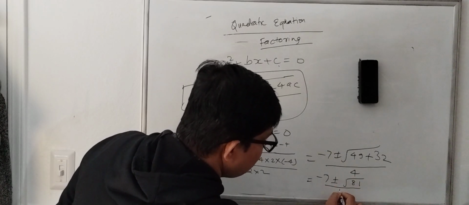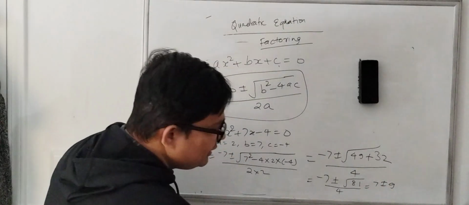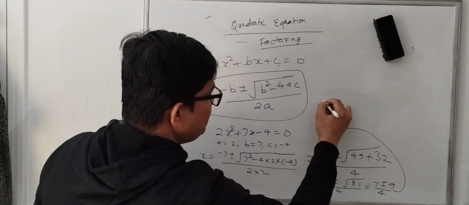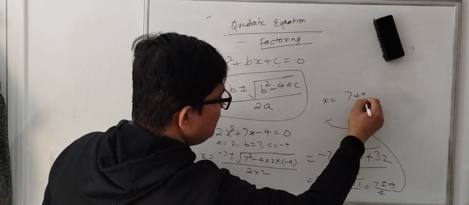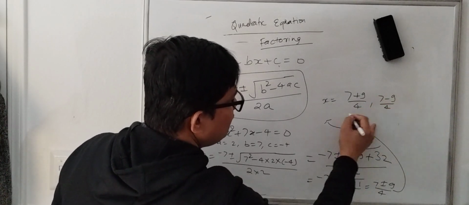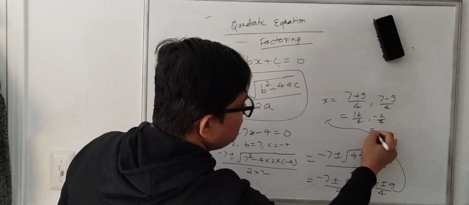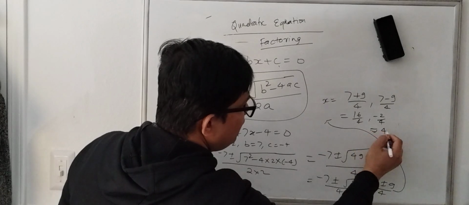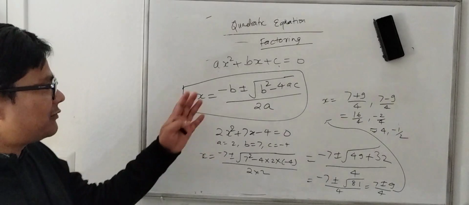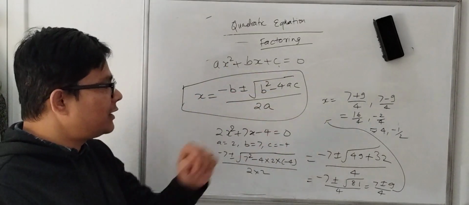So minus 7 plus minus the square root of 81. Wow, we got the answer. So minus 7 plus minus 9, the square root of 81 is 9, divided by 4. And it means x will be minus 7 plus 9 divided by 4, and x is minus 7 minus 9 divided by 4. That is 2 by 4 and this will be minus 16 by 4, which is half and minus 4. See? You don't have to factor anything. Just find a, b and c and put those values in the formula. You will get the value.